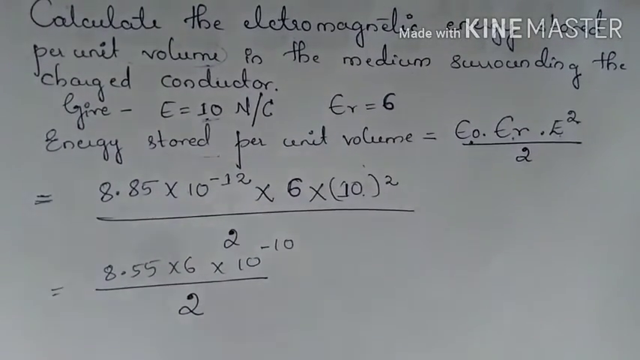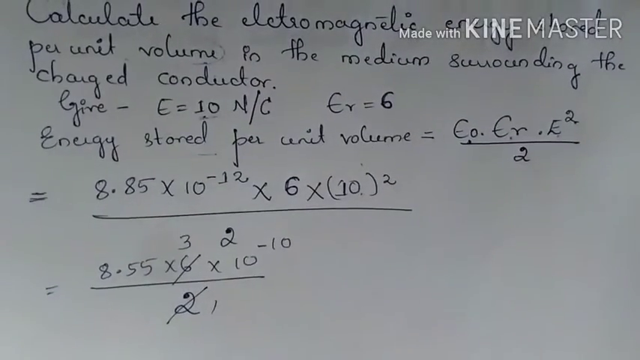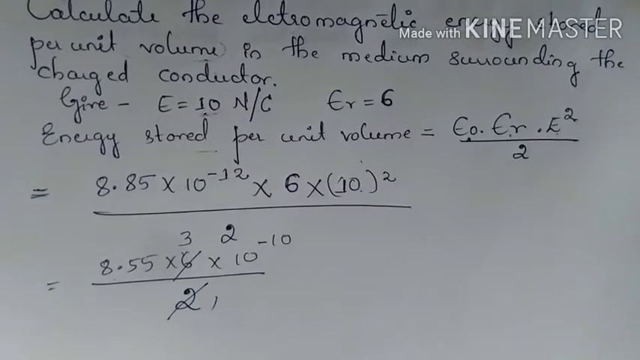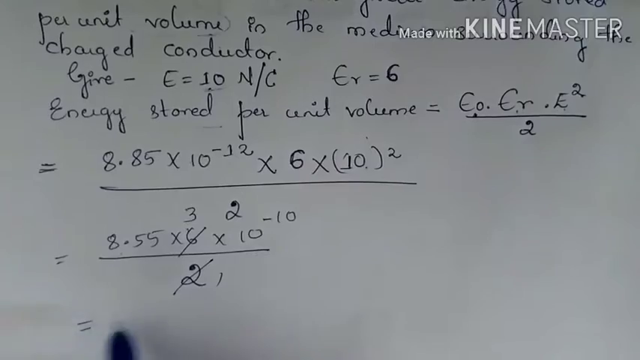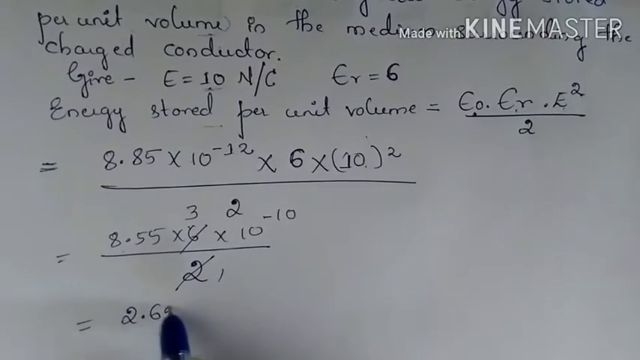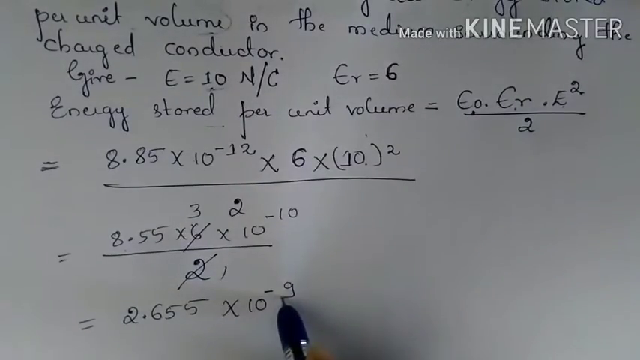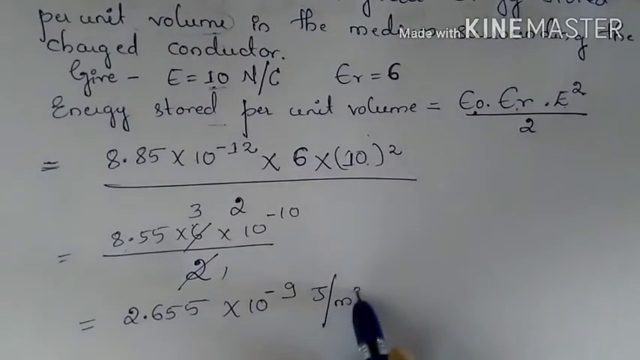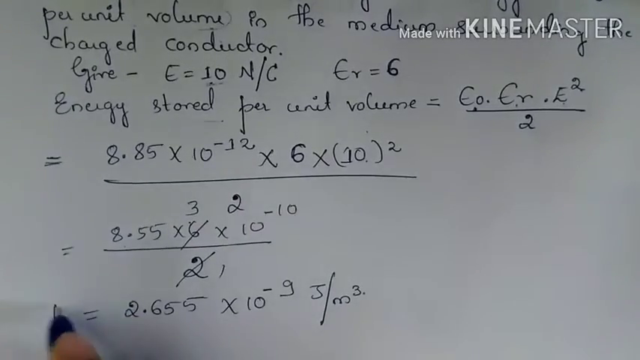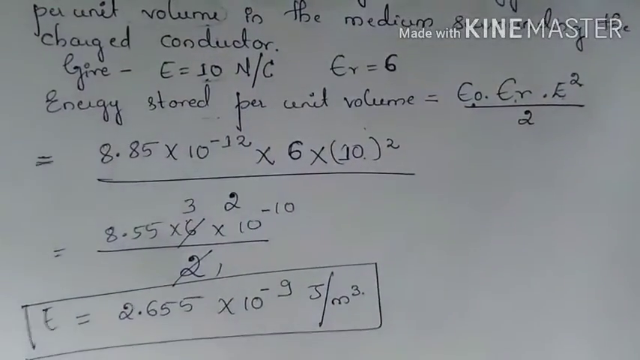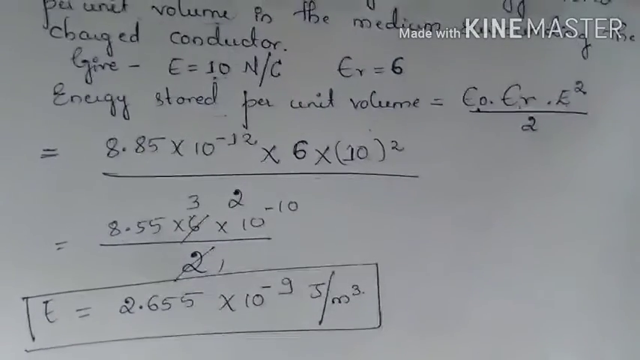Now if you cancel the 2 and the 6 by 3, what will be left? 3 multiplied by 8.85. If you multiply this, then you get 2.655 into 10 power minus 9 joule per meter cube. So this is the final answer, that is, the energy stored per unit volume. So hope you all have understood this.